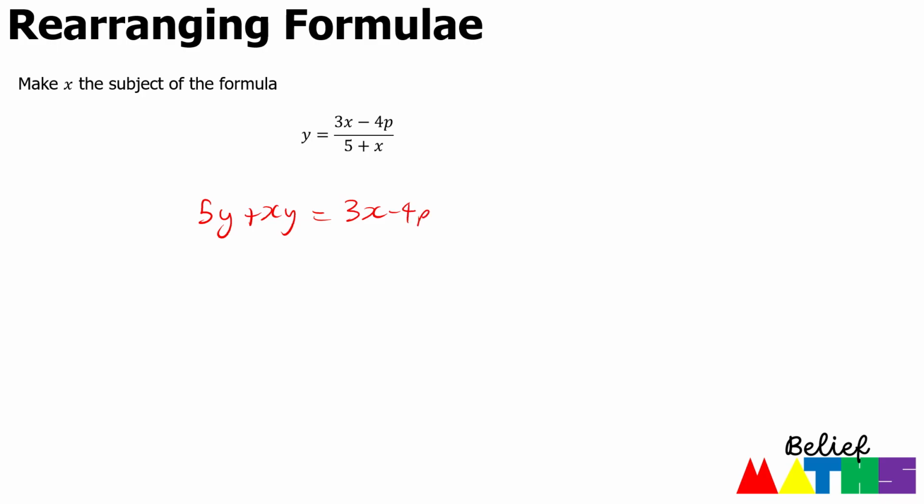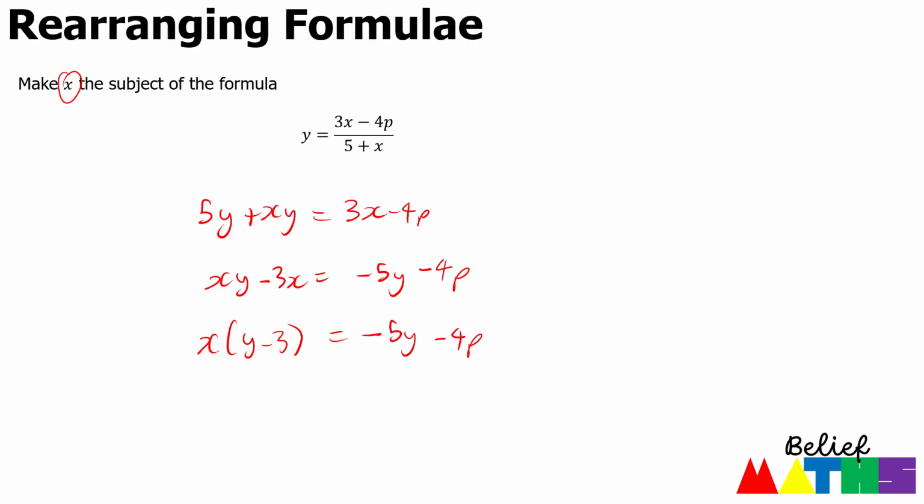Now we're going to group our x terms together. I'm going to move them to the left, so I get xy minus 3x equals minus 5y minus 4p. I'm trying to make x the subject, so I'm going to factorize out x, and I get x times y minus 3, and the right hand side remains unchanged. And then my bracket just becomes my denominator, so I get x equals minus 5y minus 4p over y minus 3. And that's our answer. That's our rearranged formula with x as the subject.